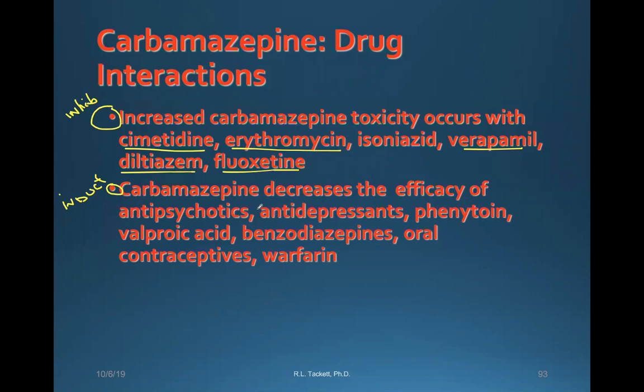And so when you get those drugs metabolized faster, they get out of the system quicker. So as I was saying with the oral contraceptives, someone may be taking an oral contraceptive, but it is being metabolized so quickly that it may not be as effective. So the first bullet point are the drugs that may increase carbamazepine levels because they're interfering with its metabolism.